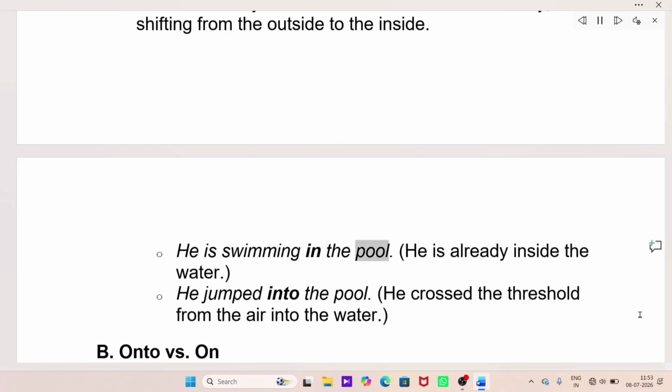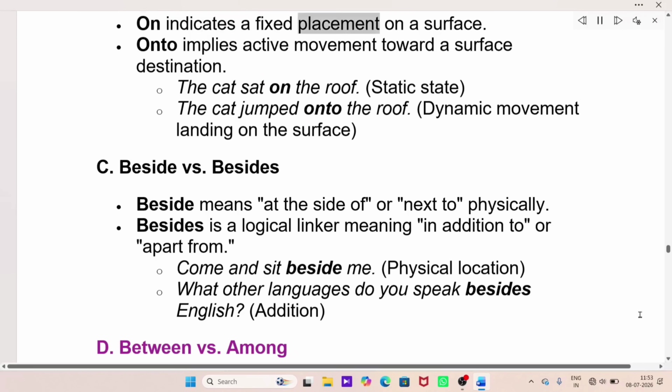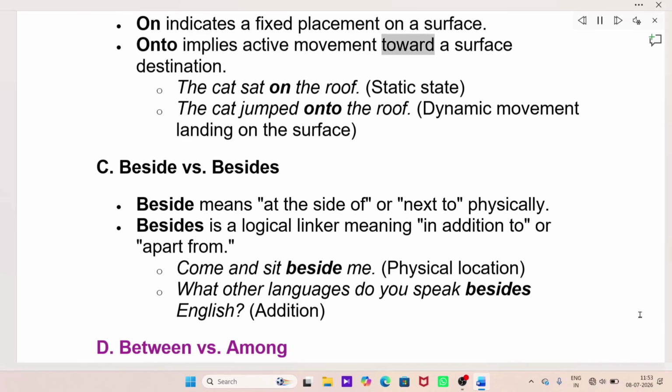He is swimming in the pool. He is already inside the water. He jumped into the pool. He crossed the threshold from the air into the water. B. Onto vs. On. On indicates a fixed placement on a surface. Onto implies active movement toward a surface destination. The cat sat on the roof: static state. The cat jumped onto the roof: dynamic movement landing on the surface.